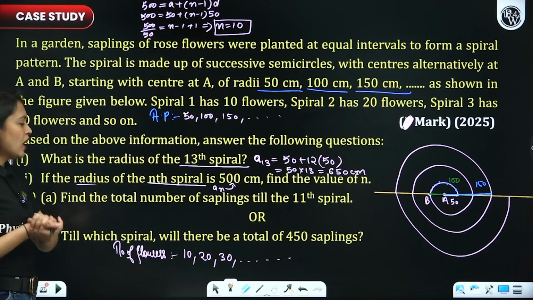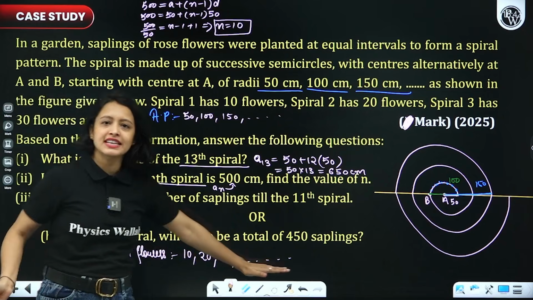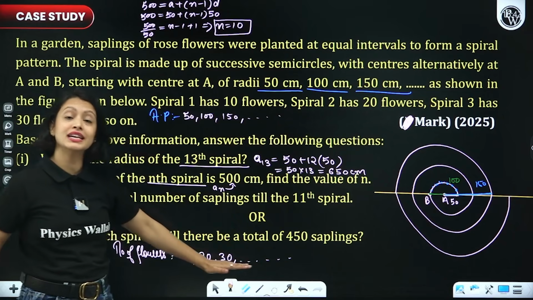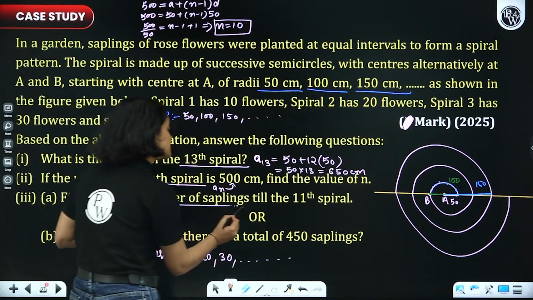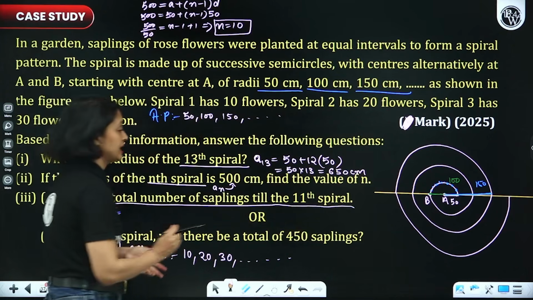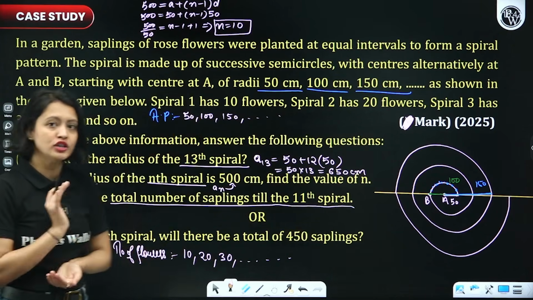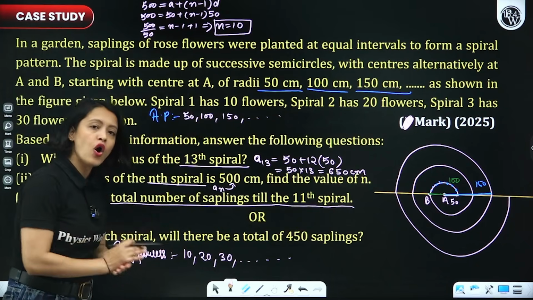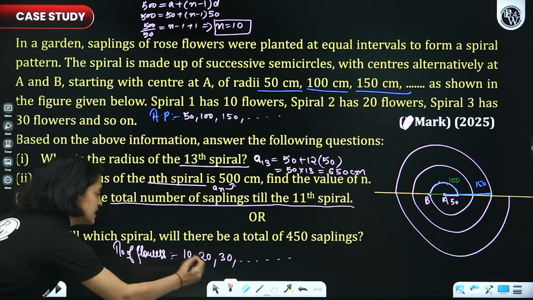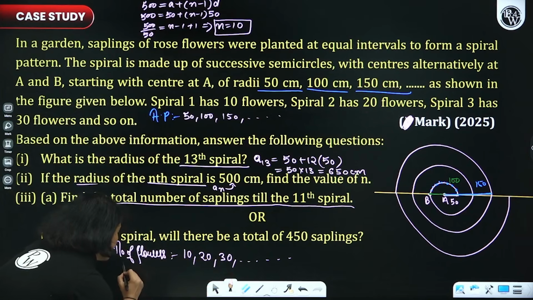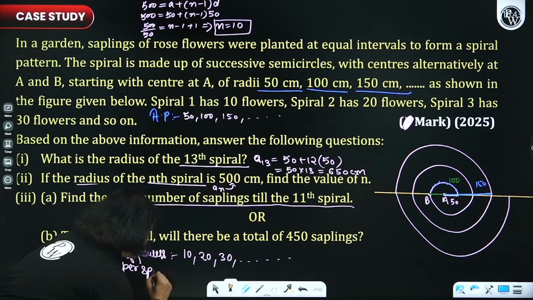Okay. Now, clearly this in itself is an AP. It's an AP, right? Now, we have to figure out the total number of saplings till the 11th spiral. So, first of all, if I talk about the 11th spiral's number of flowers, see, here this AP is the number of flowers per sapling, per spiral, let's say, per spiral.